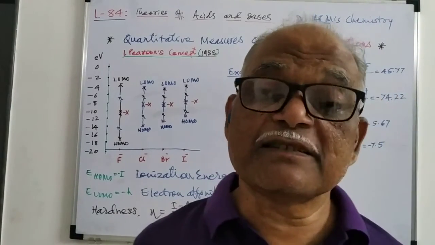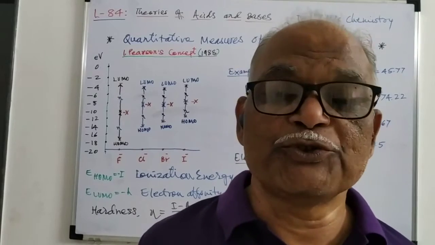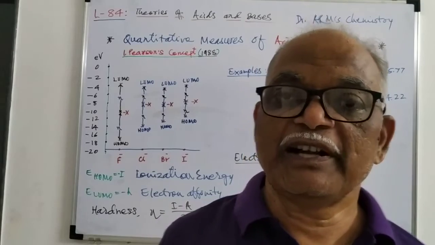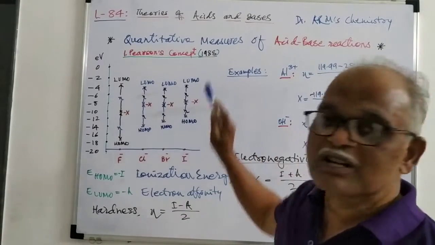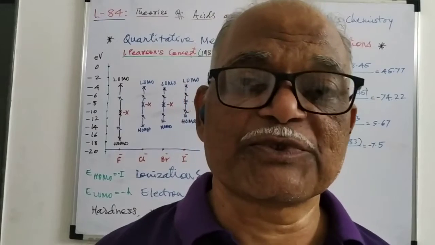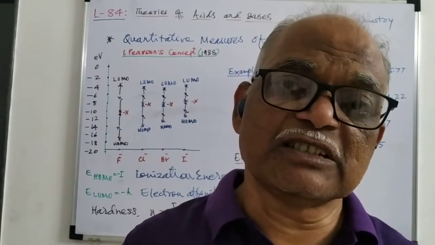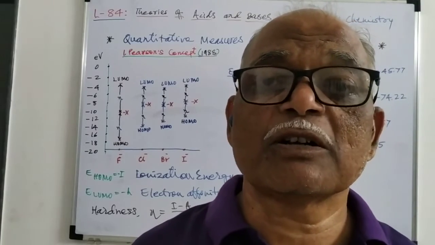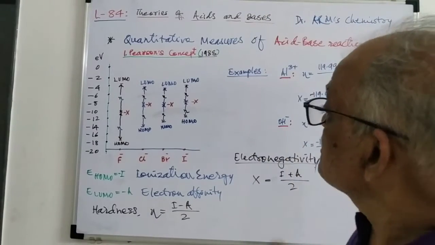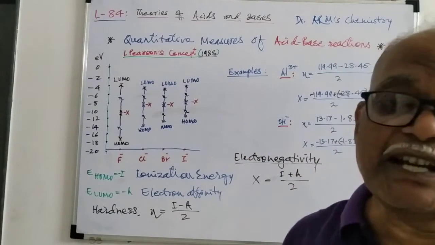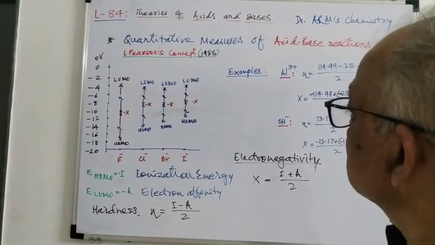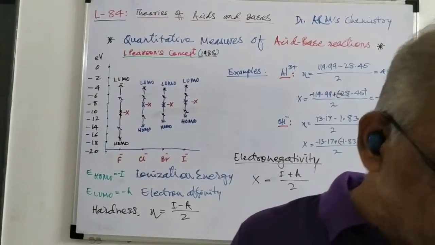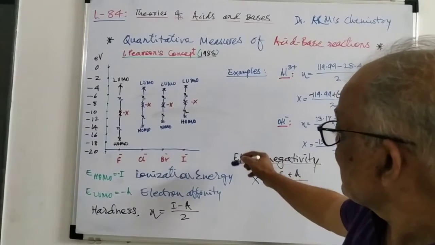By this time we have seen the theoretical approach to hard and soft acids and bases, and now we are going to see some quantitative approach. Some terms which are discussed here are of quantitative nature. Pearson in 1988 proposed his concept of hardness.